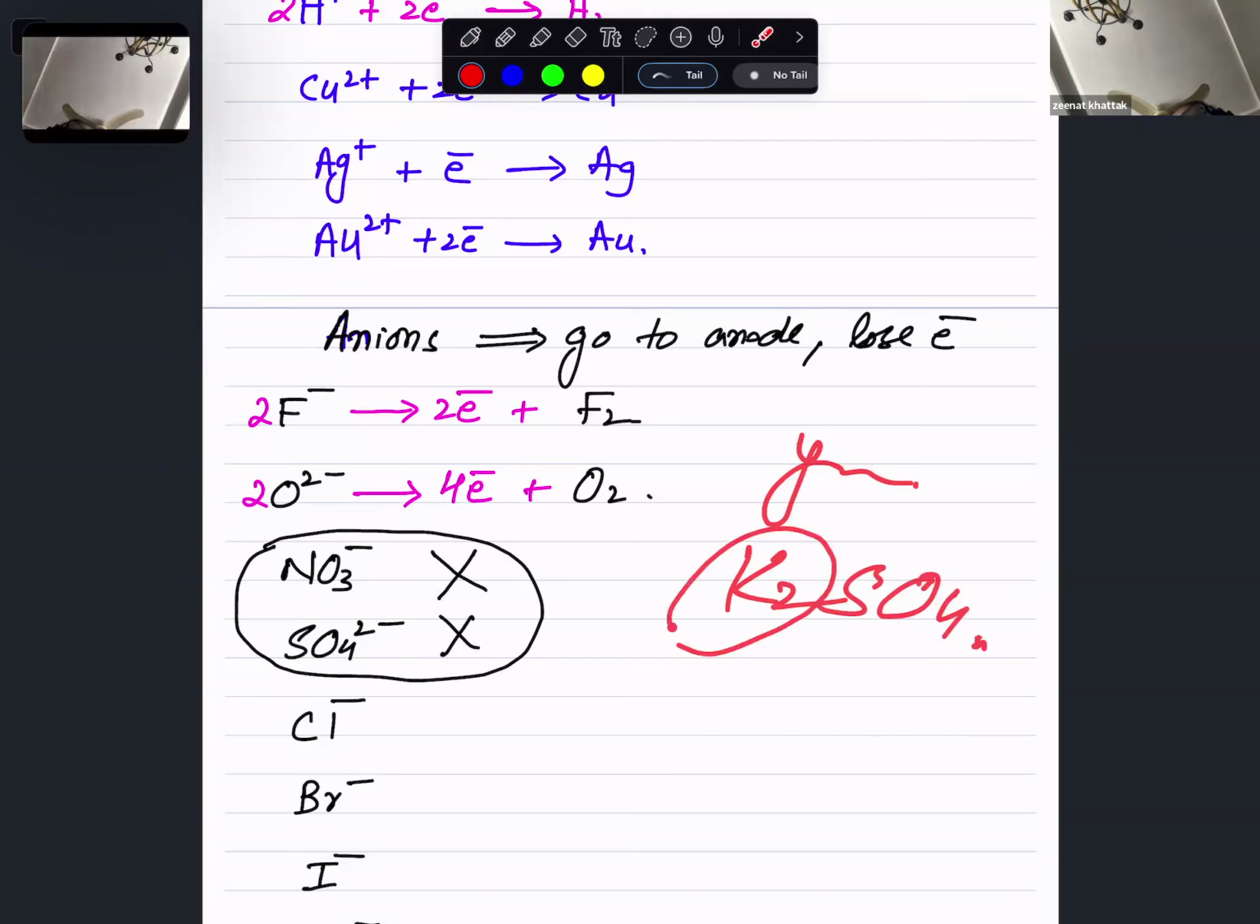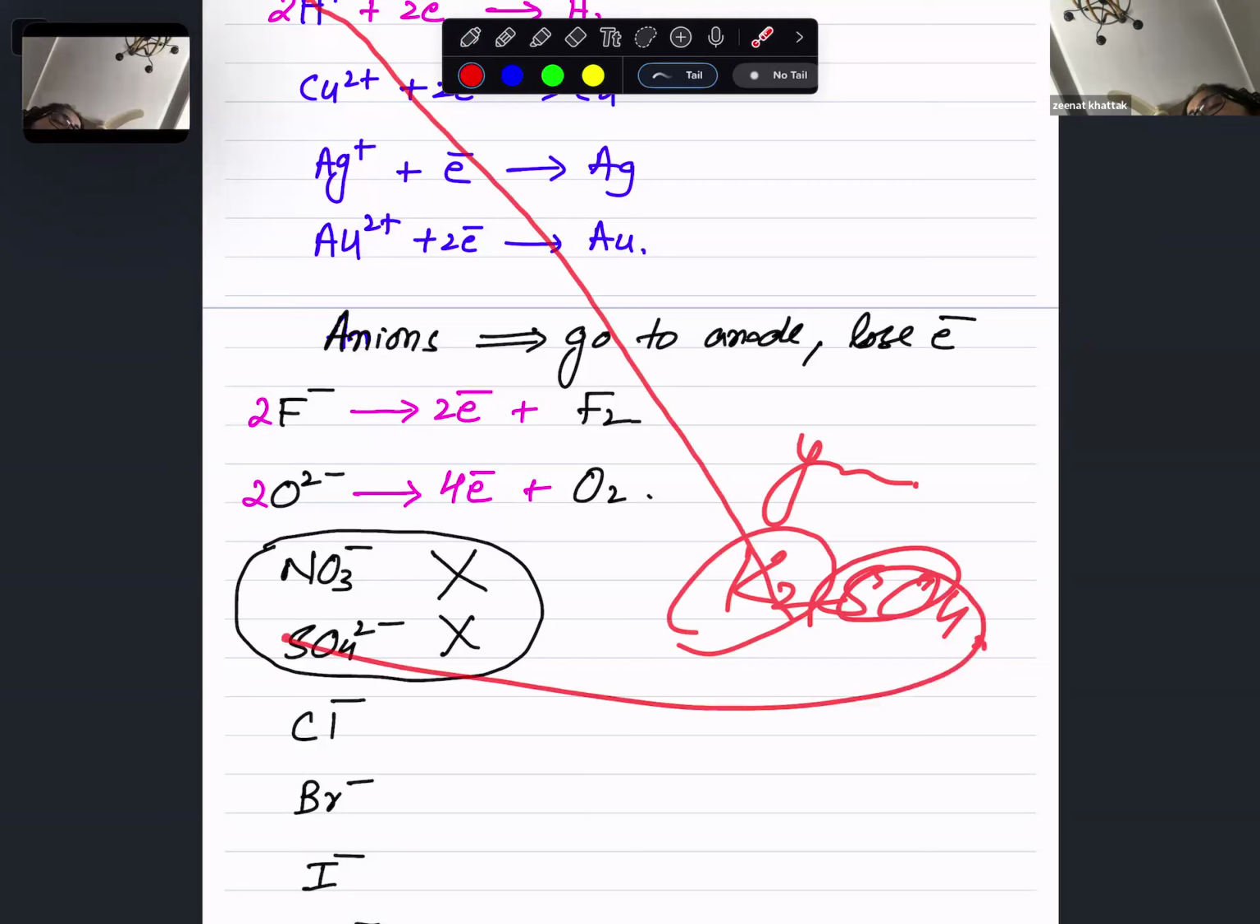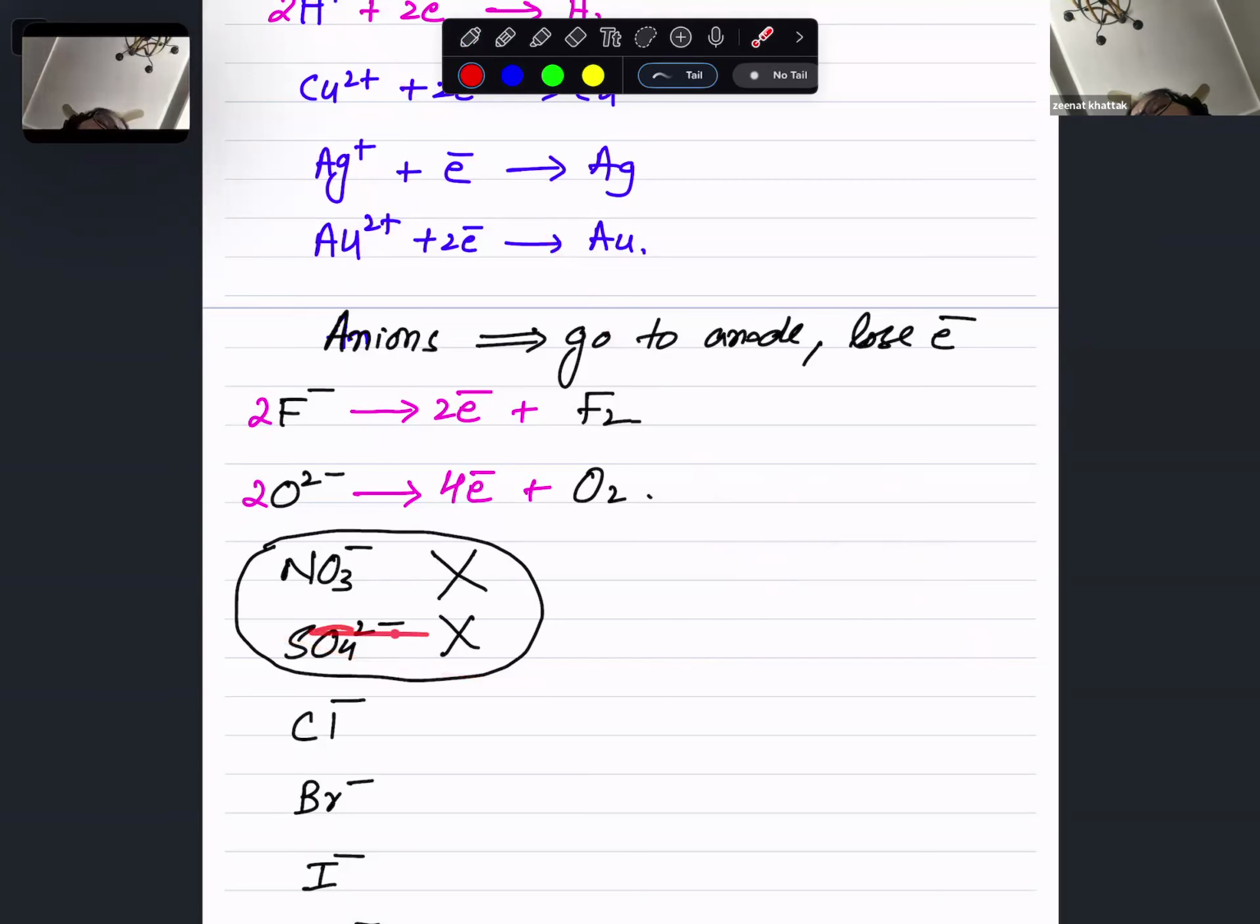Now, there are potassium ions from this, and there is sulfate ion. But even if there is sulfate, it is not going to lose electrons. This you are not supposed to know, but you have to write this for the sake of the electrolyte. You must know what the ions are, right? This I'm going to explain in the next lecture.